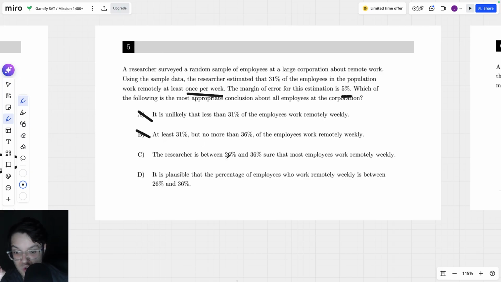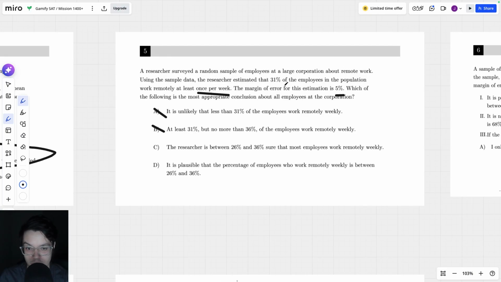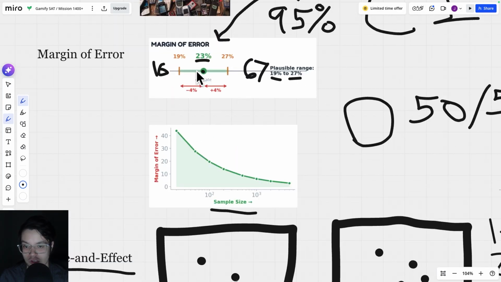C: the researcher is between 26 and 36% sure that most employees work remotely weekly. This is so close, but just barely not it because, again, remember, this is just saying how many people we assume work remotely. That's what the margin of error means. It's the people that we estimate are going to be doing a thing.